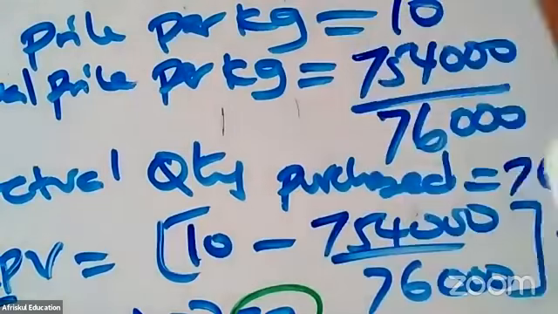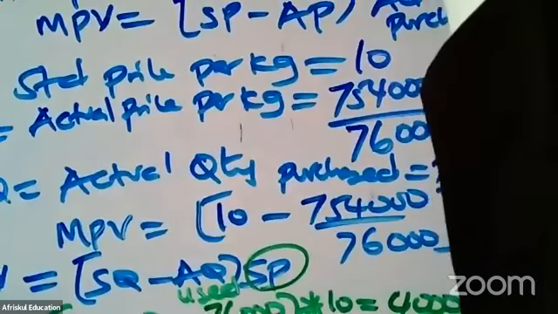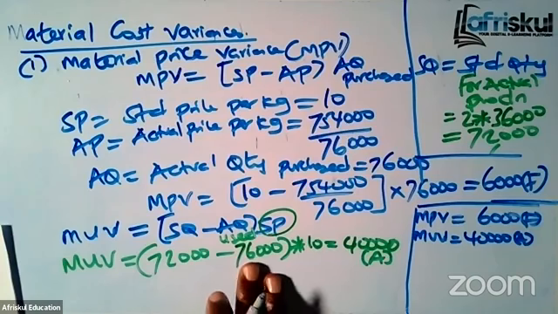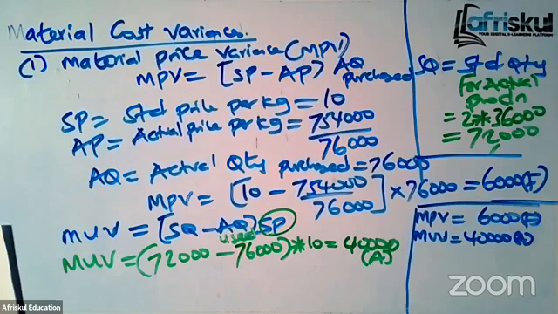Now, ladies and gentlemen, remember, when you're interpreting these variances, we had planned to use 72,000 kilograms. Our standard usage is 72,000, but we went ahead and used more. Of course that cannot be good for any company. That is an over usage. It's a wastage. So it becomes adverse.